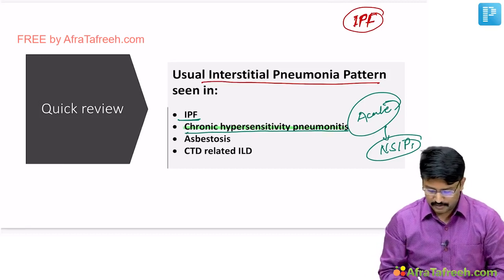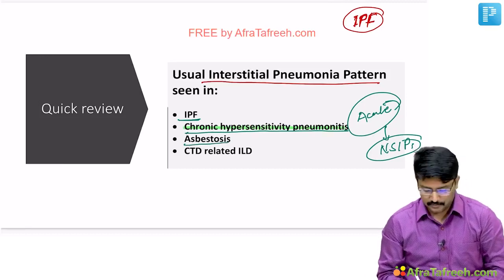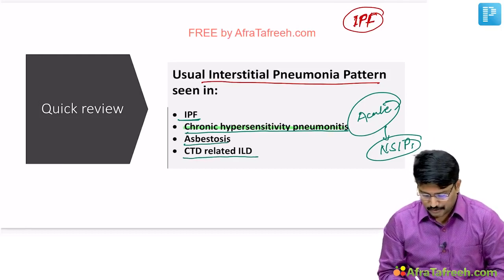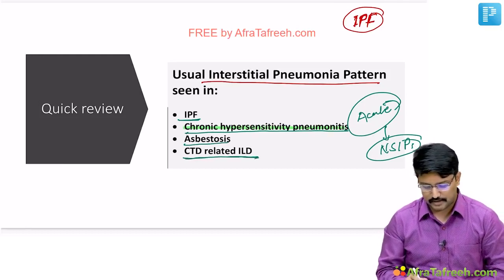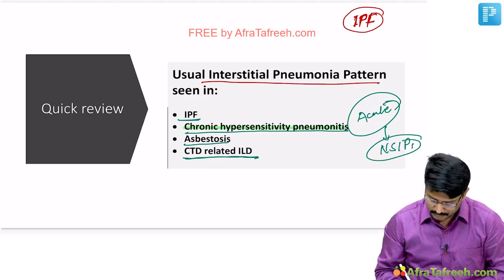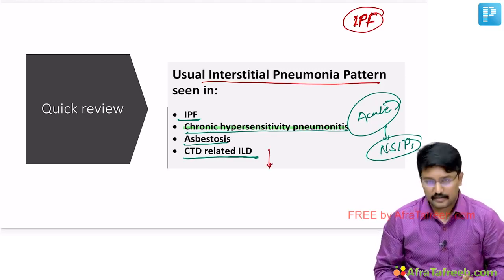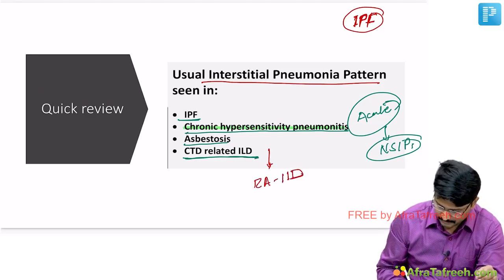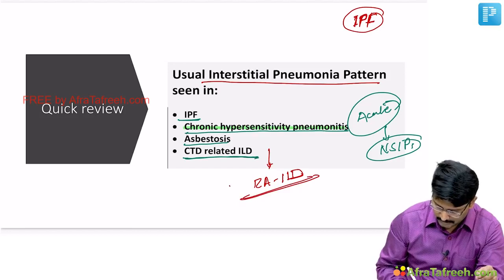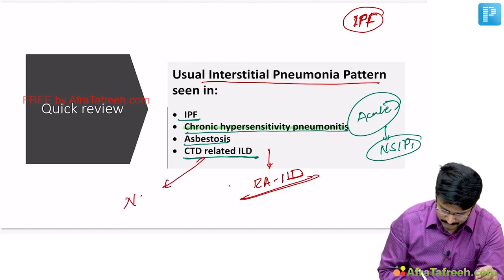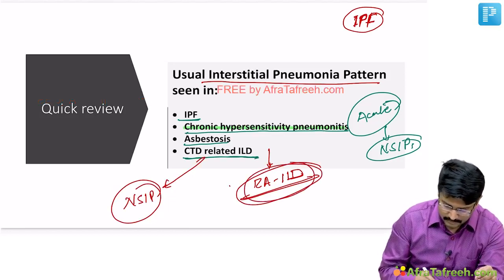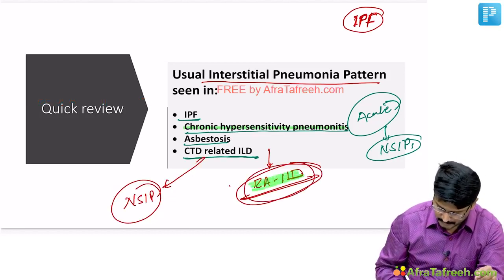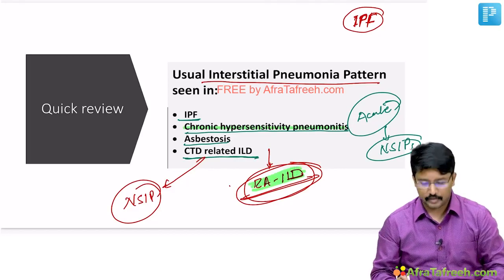We see UIP pattern in asbestosis, and we can see them in connective tissue disease related ILD. A point you must remember here is that typical UIP pattern we see in rheumatoid arthritis related interstitial lung disease. For most other CTD related ILDs usually have NSIP pattern of presentation. Rheumatoid arthritis is an odd man out which presents with UIP pattern.